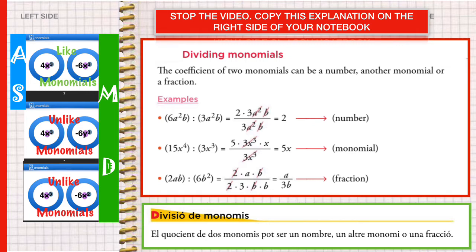To divide the literal parts, apply the rule for the division of exponents. When you divide numbers with exponents that have the same base, subtract the exponents and keep the same base.